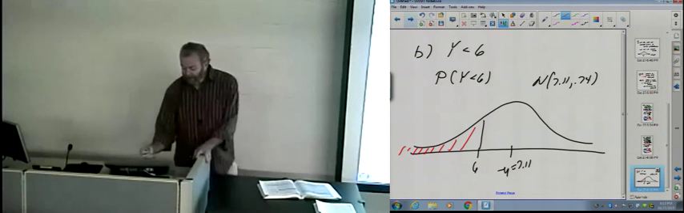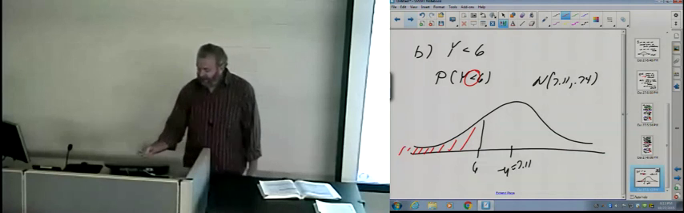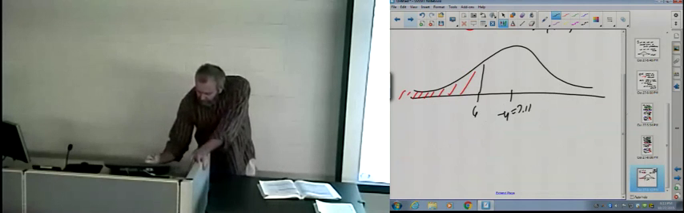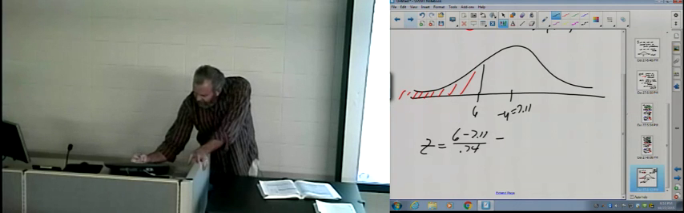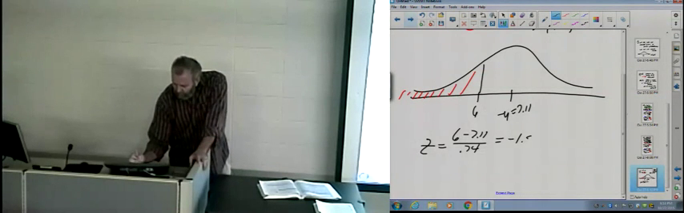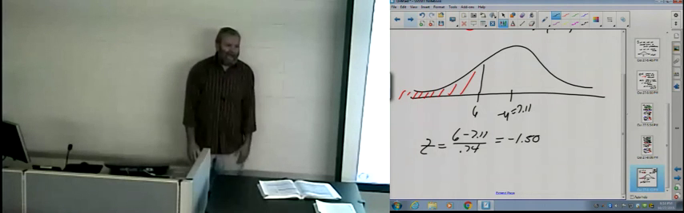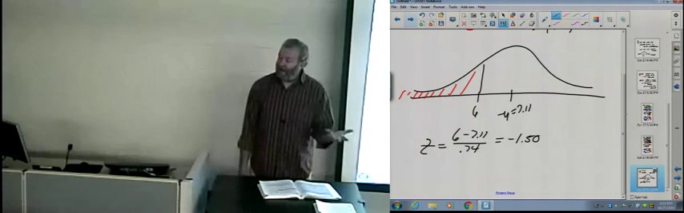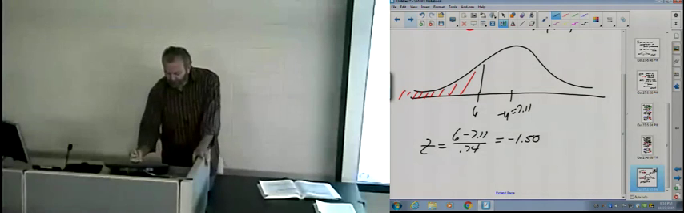Why do I want to go to the left? I'm less than 6 minutes. You got to standardize. You got to calculate a z-score. You take the value of the variable you're trying to standardize, you subtract off the mean, and you divide by the standard deviation. That's going to give me a z-score of negative 1.50. That means that 6 is 1.5 standard deviations smaller, 1.5 standard deviations to the left of your mean. That takes you to the standard normal.